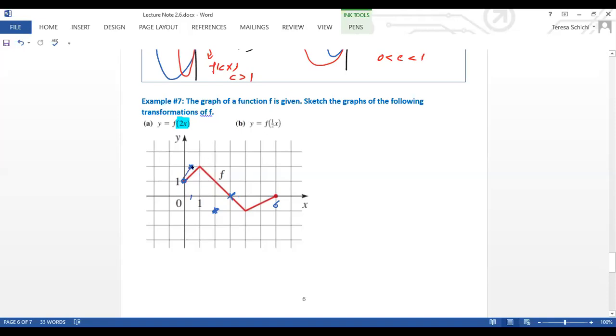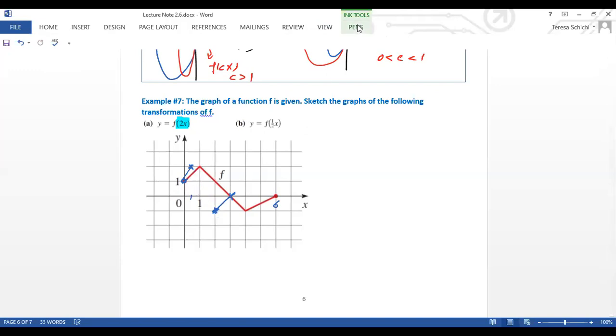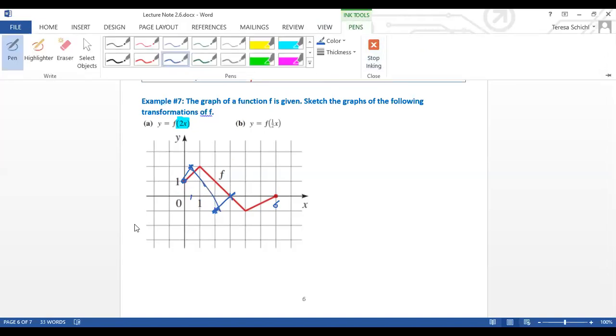Now you connect it, so you will see here's the line. Let me see if I can get a better line here. It's not too good, but that's okay. So this blue one is f of 2x, you shrink it to a half. It's kind of like you just smash this red graph to a half, right?